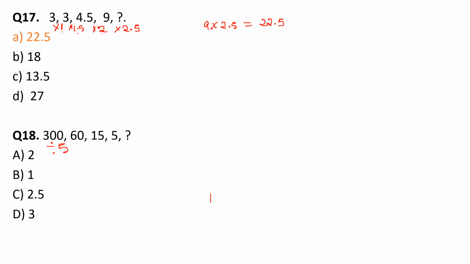300 by 5 is 60. Then 60 by 4 is 15. Then 15 by 3 is 5. So we have dividing by 5, dividing by 4, dividing by 3. So the next one will be 5 divided by 2. So 5 divided by 2 is 2.5. So the missing number is 2.5. 2.5 is the correct option.